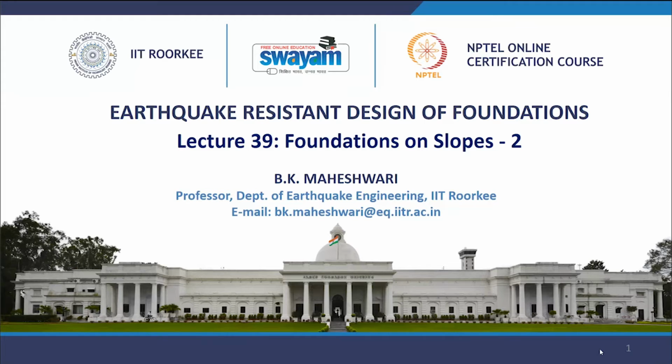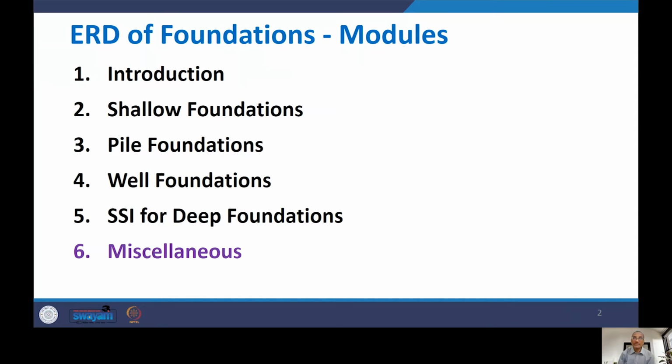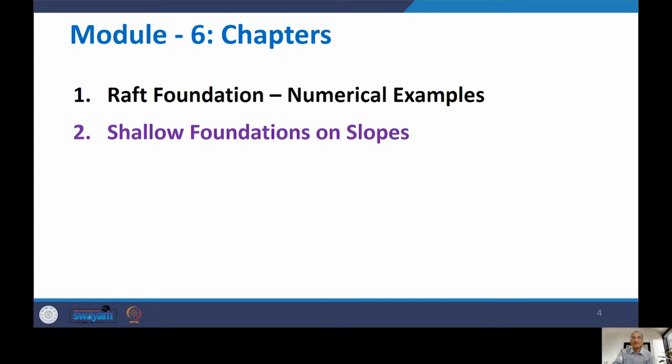And today we are going to discuss the 39th lecture, which is foundation on slopes. As we discussed in the last lecture, that is the 38th lecture, this lecture is part of the last module of the course, that is miscellaneous. Under this module, we have two sections. One is rock foundations, where some numerical examples were discussed, and the second is cellular foundation on slopes. We are going to talk today about cellular foundations on slopes, the second part.